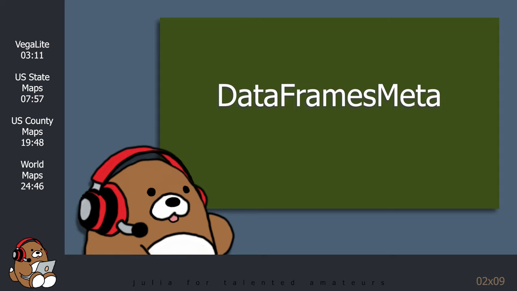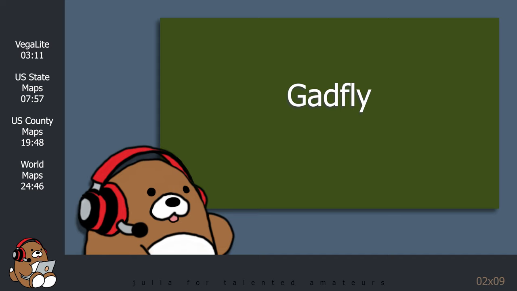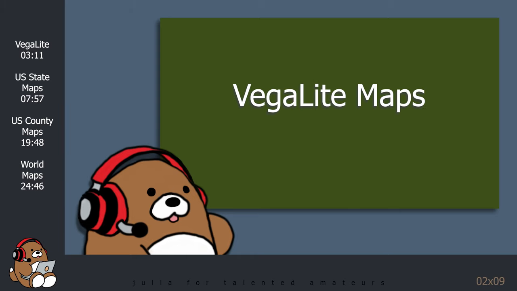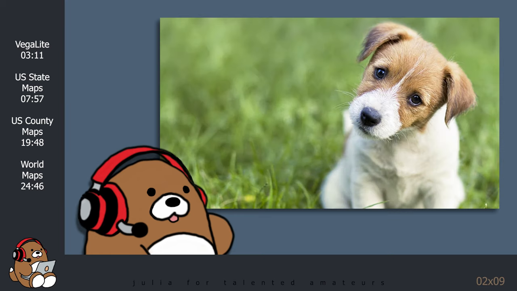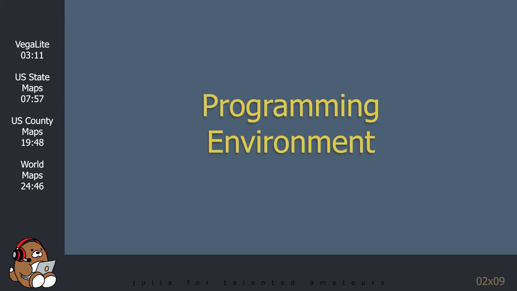Last week, we got a quick lesson on how to use the HTTP package and the DataFrames Meta package, but we spent most of our time learning how to use the Gadfly plotting package. Today, we're going to learn how to use another so-called grammar of graphics plotting package called VegaLite. Instead of going through the entire charting catalog, we're going to focus on their geographic display maps to see how maps can help us visualize our data. This should be very interesting. Let's set up our programming environment now so we can get started right away.